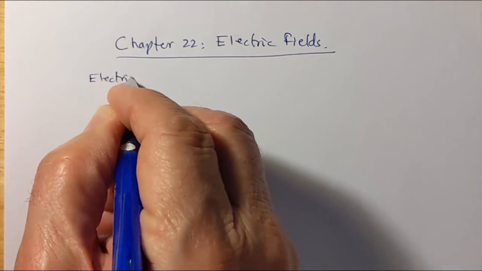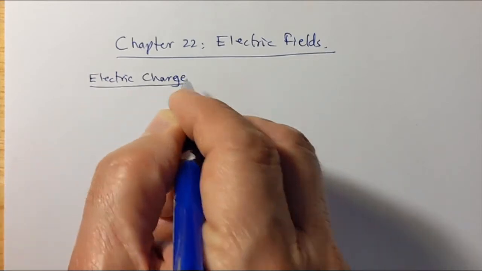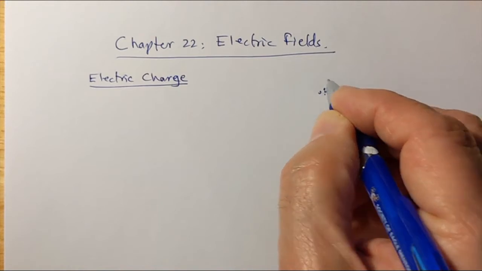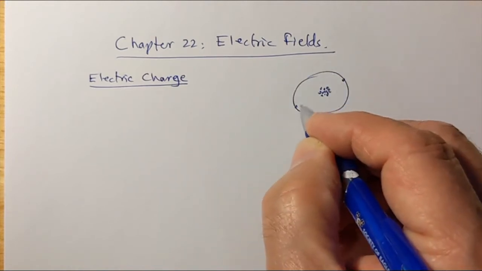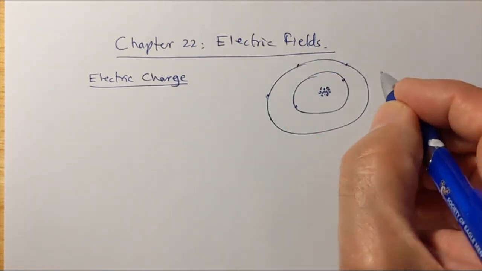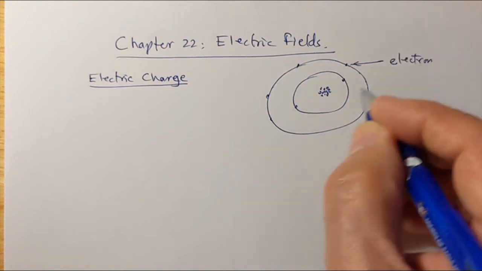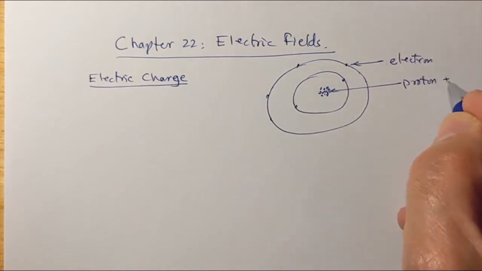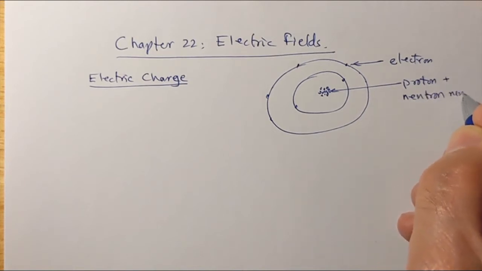And we know that there are two kinds of charges, a positive charge and a negative charge. So if we look at an atom, we have the nucleus, which contains protons and neutrons, and then there are electrons going around it, first shell, second shell, third shell, and so on. So we have electrons, which are negative, and we have protons, which are positive, and neutrons, which are neutral.